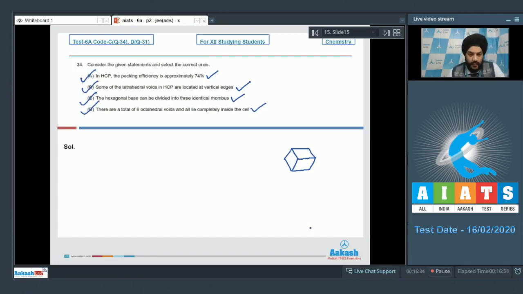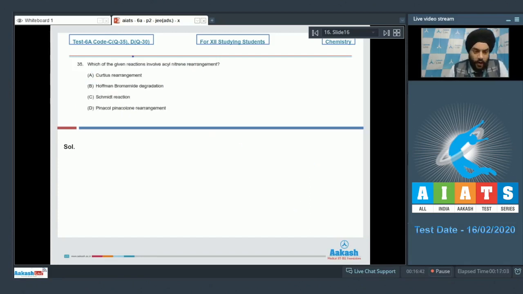Let us look at the next question now. Question number 35. Which of the given reactions involve acyl nitrene rearrangement? If we talk about Curtius rearrangement, students, it is RCOCl reacting with NaN3 in presence of heat followed by hydrolysis, giving us RNH2. So this involves the acyl nitrene rearrangement, students.